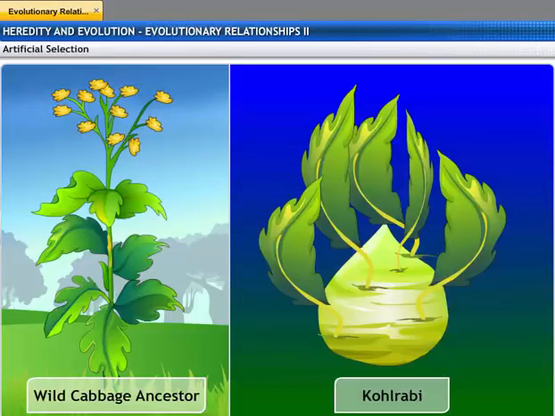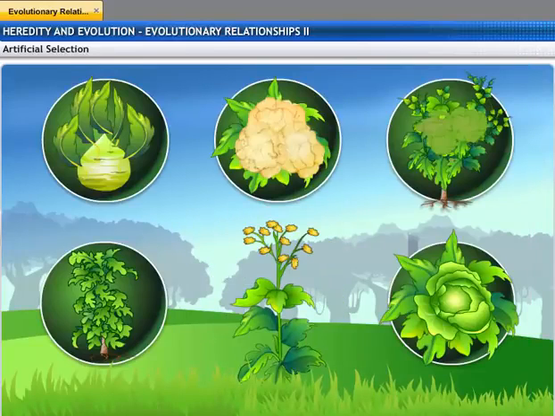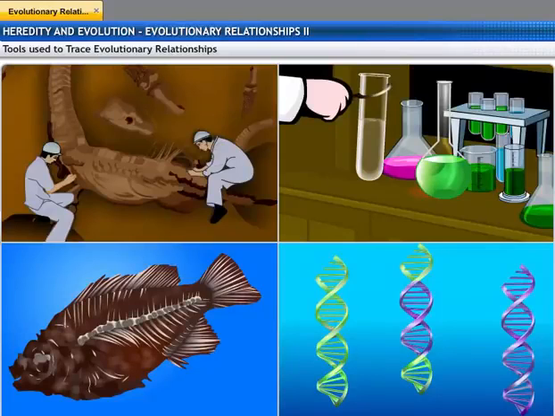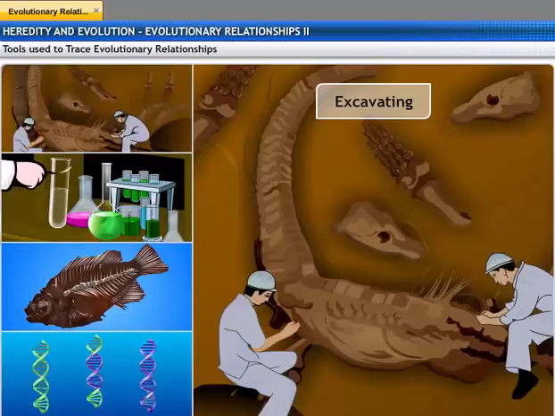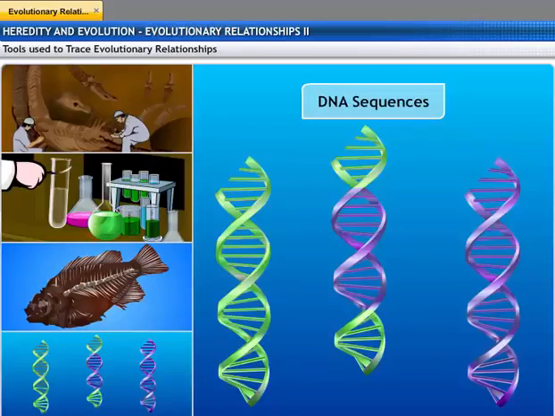Swollen parts gave rise to kohlrabi, and larger leaves gave rise to a leafy vegetable, kale. These changes are observed due to changes in genes which accumulate over a period of time. The tools for tracing evolutionary relationships, like excavating, time dating, studying fossils, and determining DNA sequences, have been used for studying human evolution.